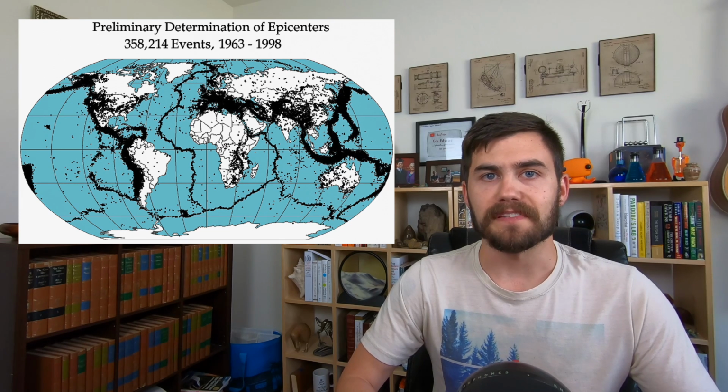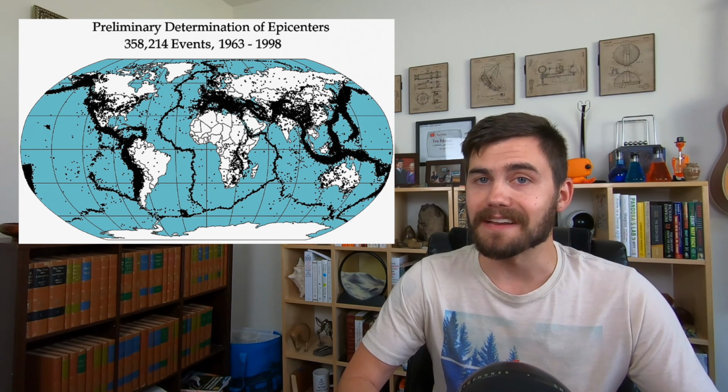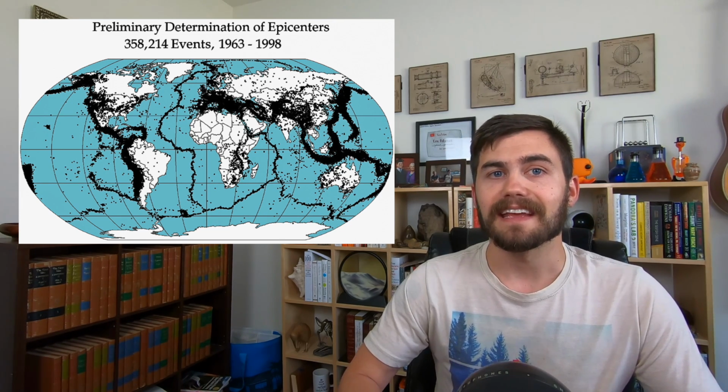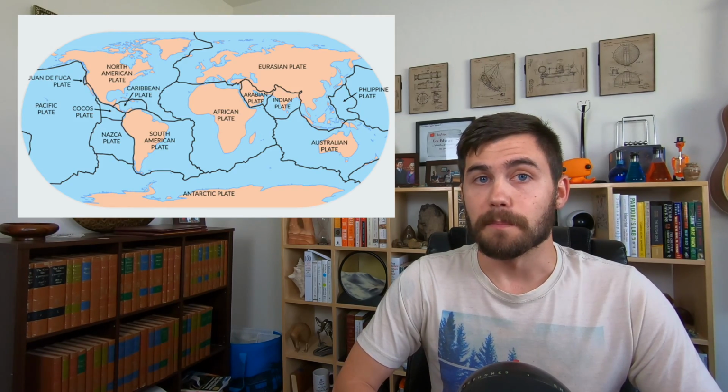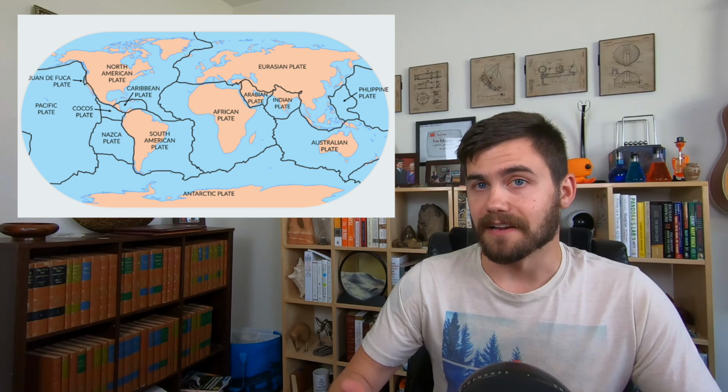Maps of earthquake epicenters were the first overwhelming bit of evidence that tectonic plates exist, because a map of these epicenters shows us they are not randomly distributed. Instead, they create a sort of puzzle on the surface of the Earth. Each piece of the puzzle turned out to be a tectonic plate.